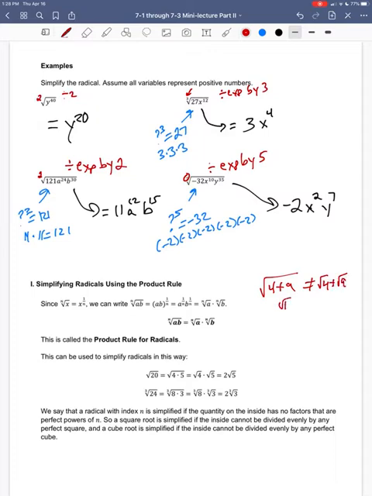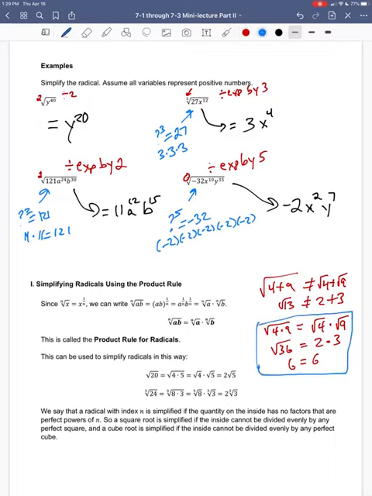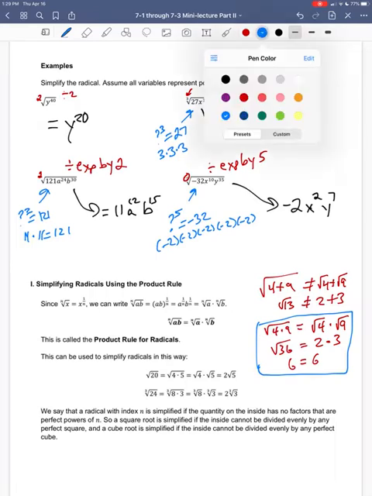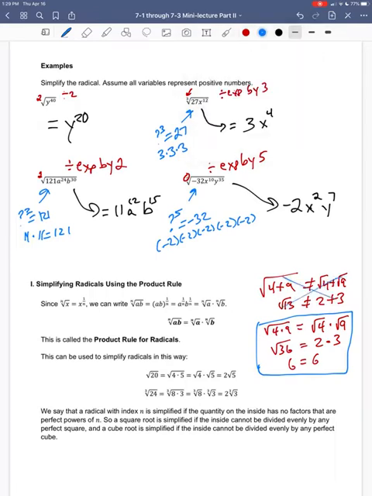Because that would be the square root of 13, that's not equal to 2 plus 3. But the square root of 4 times 9 is equal to the square root of 4 times the square root of 9, because the square root of 36 is 2 times 3, and 6 is equal to 6. So it works if we're multiplying. It also works if we're dividing. But it doesn't work if we're adding or subtracting.